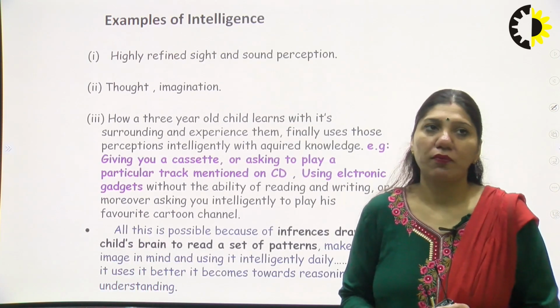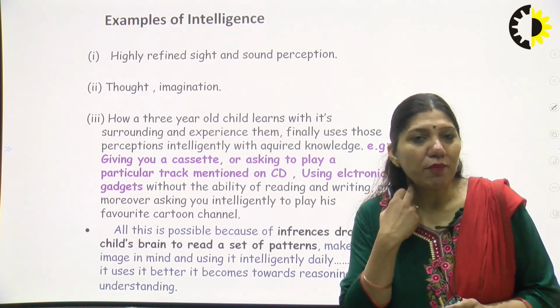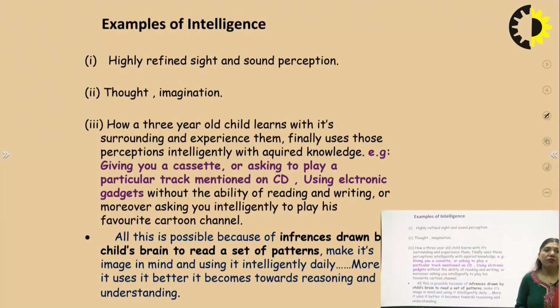Okay. So, there are certain examples of intelligence. Highly refined sight and sound perception. That is the first example of an intelligence, isn't it? Thought and imagination. It is also a category of your intelligence. How a 3-year-old child learns what it is. For simply that, I can give you a simple example for that.